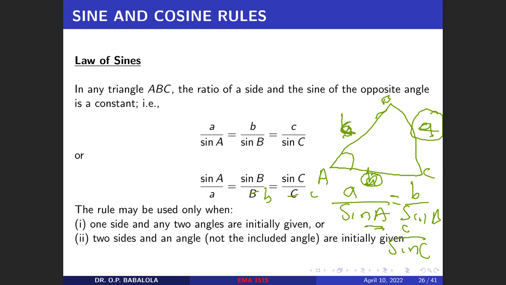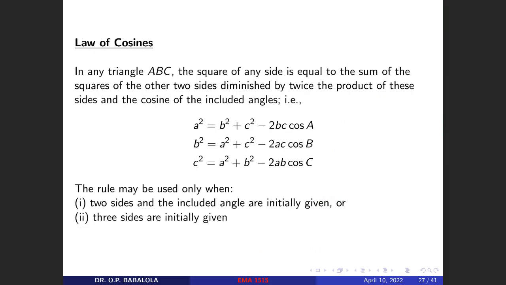The rule may be used only when one side and any two angles are initially given. You'll see that in your example. Suppose you're given one side and any two angles, then we can use this law of sine. And in the other case, if you are given two sides and one angle, which is not the included angle, then you can use the law of sine. You'll see that in our example. Please correct that part in your note.